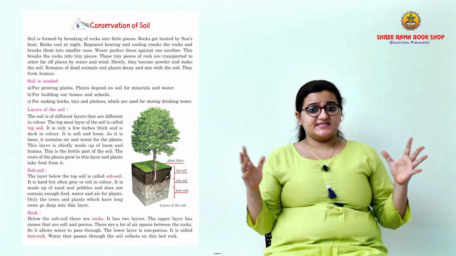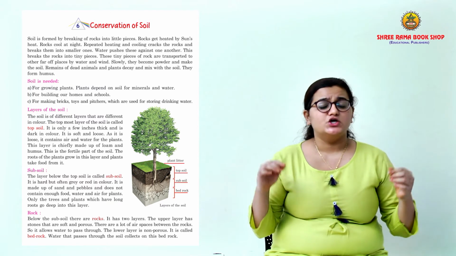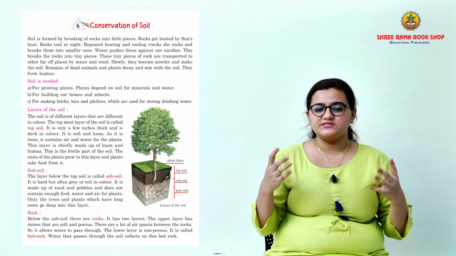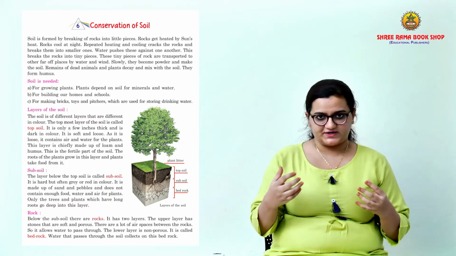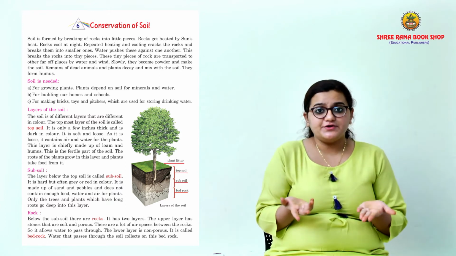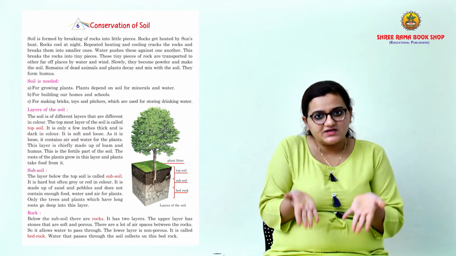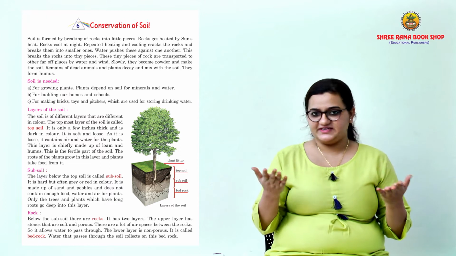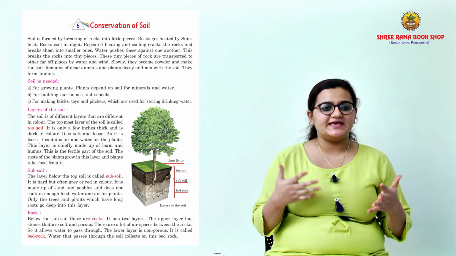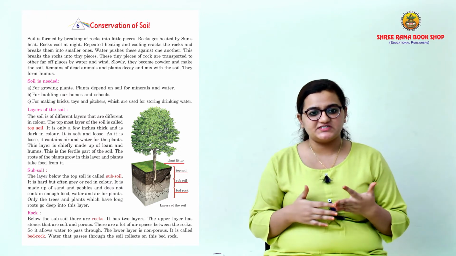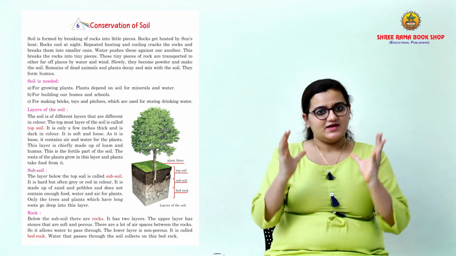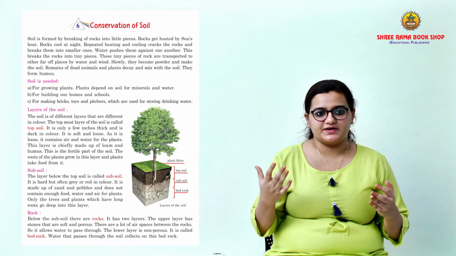Now let us discuss why soil is needed. Soil is needed for growing plants. Plants depend on soil for minerals and water. You see the plants, where do they grow? They grow from the soil. For building our homes and schools we need soil, and for making bricks, toys, and pots which are used for storing or drinking water, you know, the matka. Yes, we need soil for all these purposes.